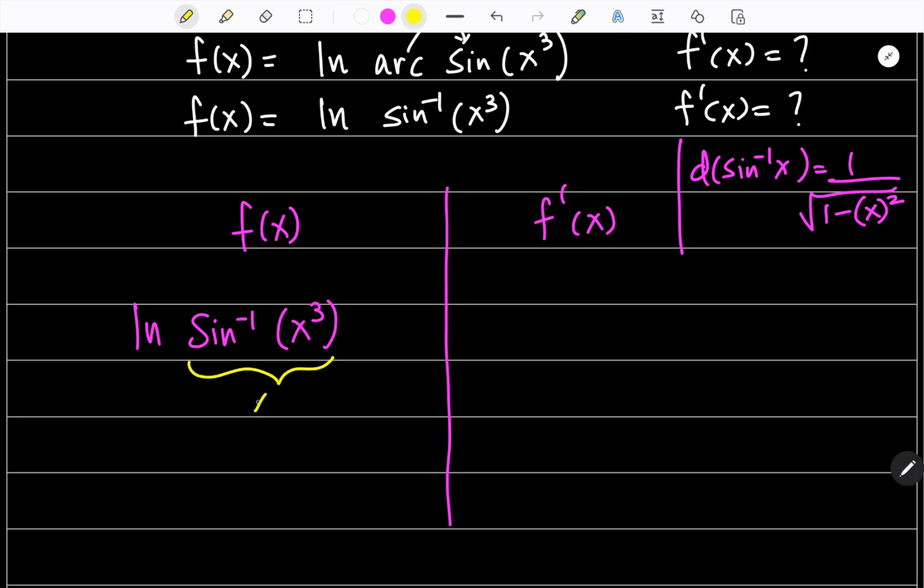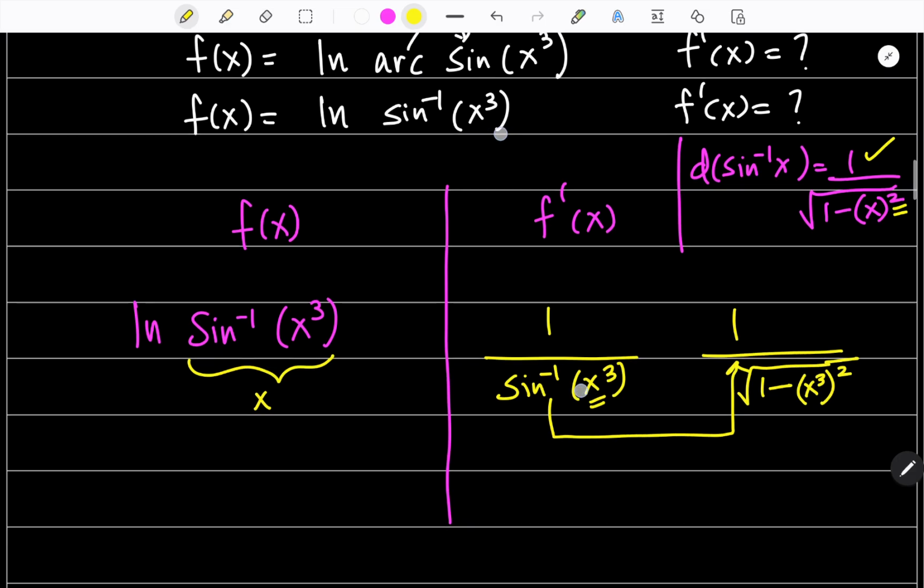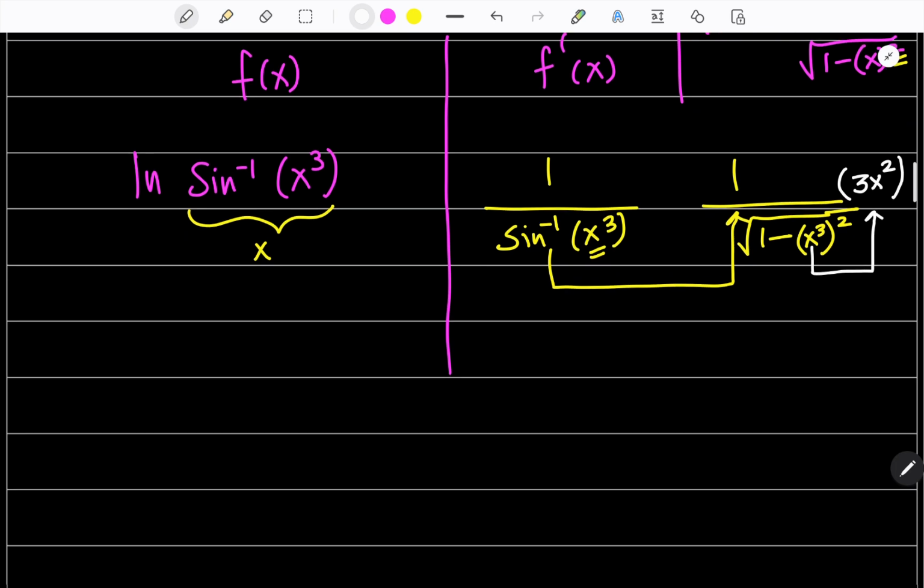What is the derivative of ln x? Ln x is 1 by x, but is it x? No. It is sine inverse x cube. What is the derivative of sine inverse? Here is the formula: 1 divided by square root of 1 minus this one, not x. It is x cube, so put the square. If it is x, we can stop. It is not x, it is x cube. So again, you have to take the derivative of x cube, which is 3x square. Clear?